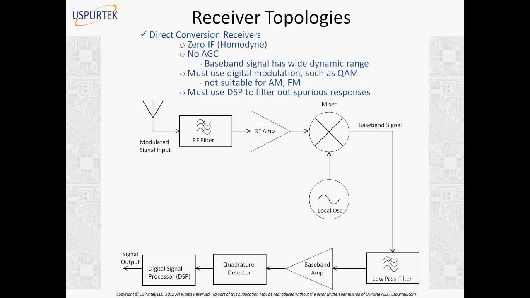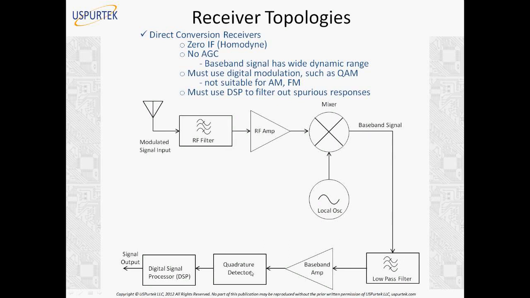Now in this case, the application is usually in digital modulation, QAM, quadrature amplitude modulation. Why is that so? Because we lose the benefits of high gain and selectivity here. It looks very simple to implement and very cost effective. You just have a modulated signal input, a passband filter, and an RF amplifier. You mix it with the local oscillator, which is at the same frequency as the received carrier. You just get a baseband signal out here. No more IF demodulation and so on. Another low pass filter, a baseband amplifier, and a quadrature detector because you're using QAM here, and you have a digital signal processor.